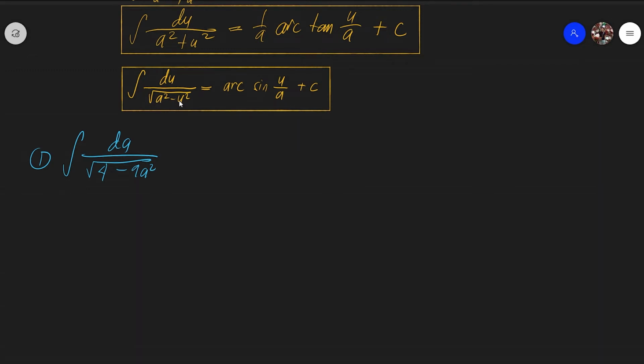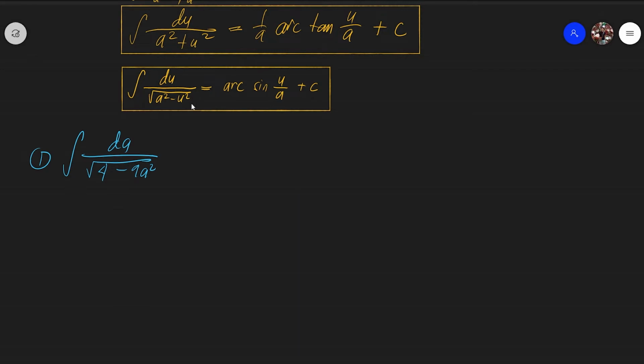Square root of a squared minus u squared. And this is also minus. So, obviously, you will use this formula, not this one, right? So take note how we will use this formula. And for us to be able to use this formula, you have first to identify the value of a and u. Let's start with the a.